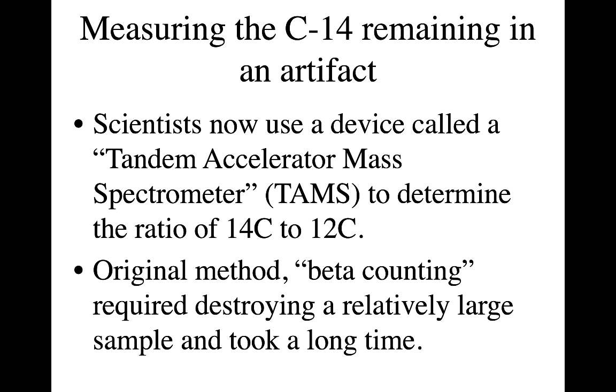So it wasn't very good in terms of doing carbon dating on artifacts, because why would you want to destroy part of your artifact, let's say an old painting or a religious artifact or something like that, to find out how old it was if it meant destroying a large portion of it. The TAMS machine doesn't require you to use a big sample, and so it's much more preferable to the old beta counting mechanism.